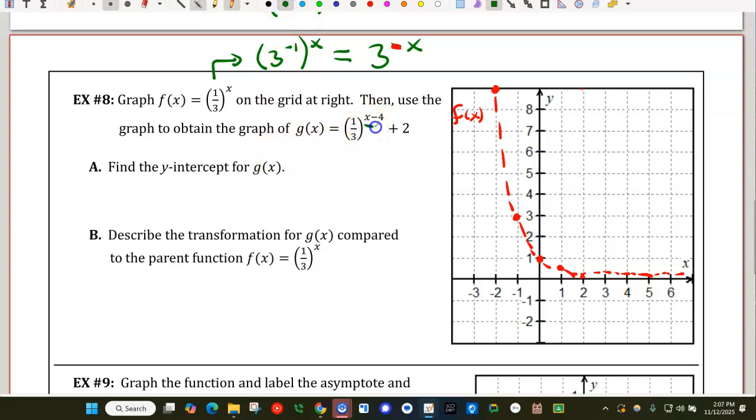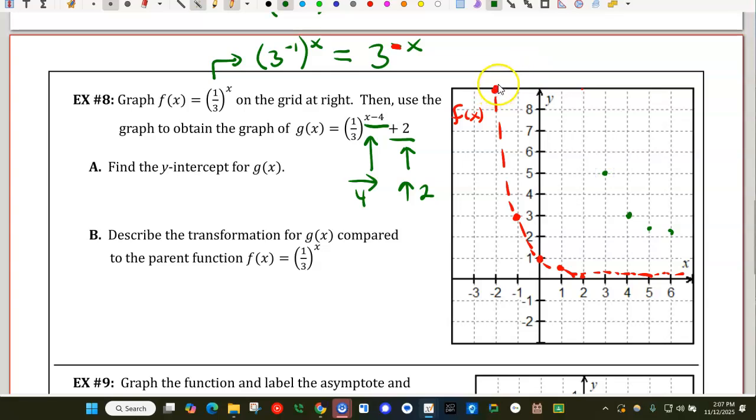Now we have a g of x, which says do these things. So what does the x minus 4 here, and what does the plus 2 here do to the graph? Right 4 and up 2. So just take each of those points. Right 4, 1, 2, 3, 4, up 2. And we got 1, 2, 3, 4, up 2.